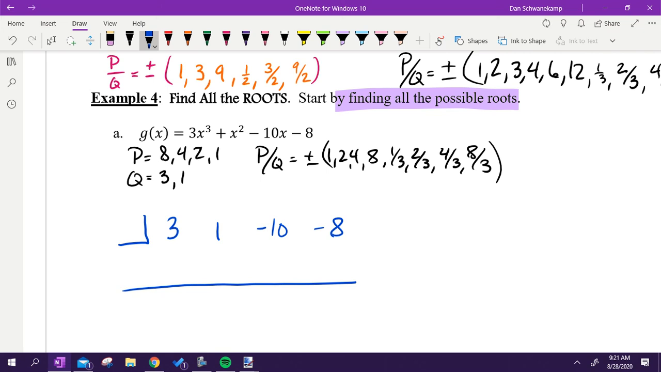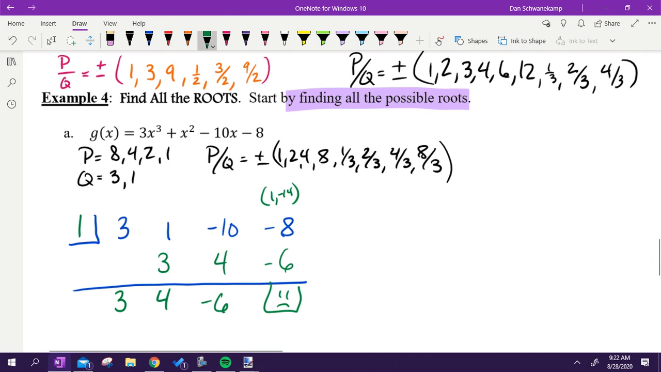Did anybody try 1 already? These are good problems to do with friends. Because if they tried 1 and it didn't work, then I would go on to my next one. But no one tried it, so you guys aren't very fun. We're going to do 1. Drop the 3. Multiply. Add. Multiply. Add. Multiply. Sad face. I don't really care what that number is. Okay, it tells me in ordered pair, it's 1, -14. So if I wanted to graph it and make it a little more realistic, 1, -14 is going to be on my graph. But it didn't work. And so if it didn't work, we got to do it again.